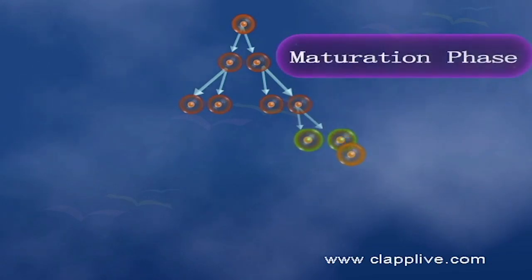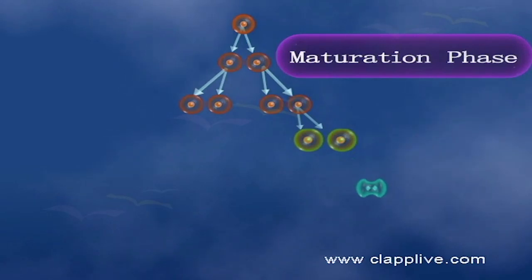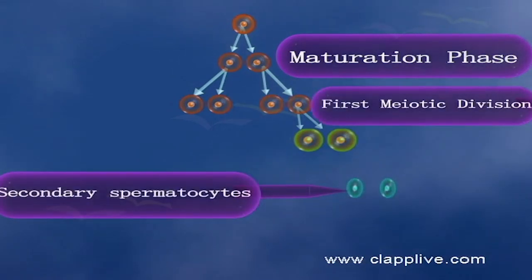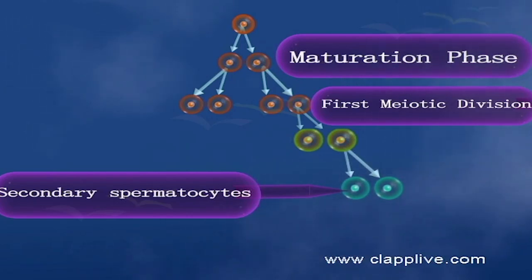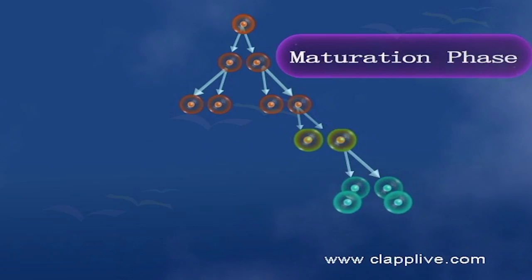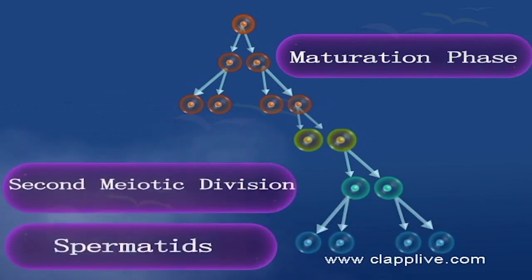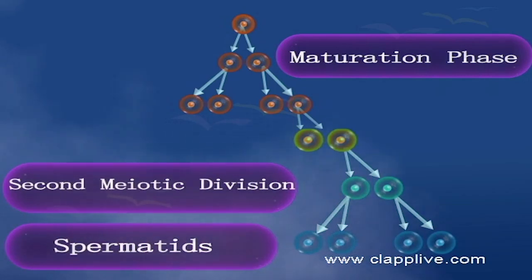The third phase is maturation phase, where each diploid primary spermatocyte undergoes meiosis. This consists of 2 divisions. During the first meiotic division, each diploid primary spermatocyte produces 2 haploid secondary spermatocytes. The second meiotic division is an equational division. Each secondary spermatocyte produces 2 haploid spermatids. As a result, 4 equal-sized spermatids are formed from 2 secondary spermatocytes.